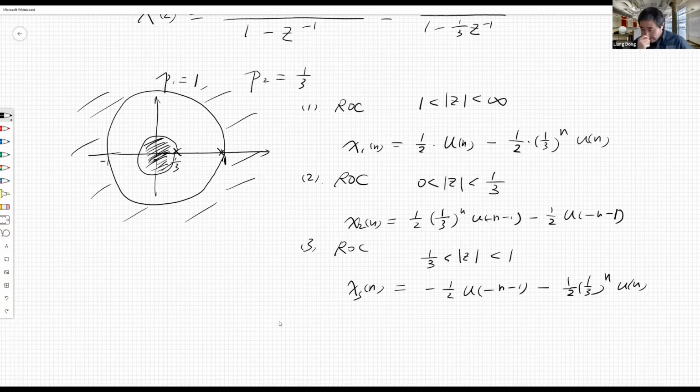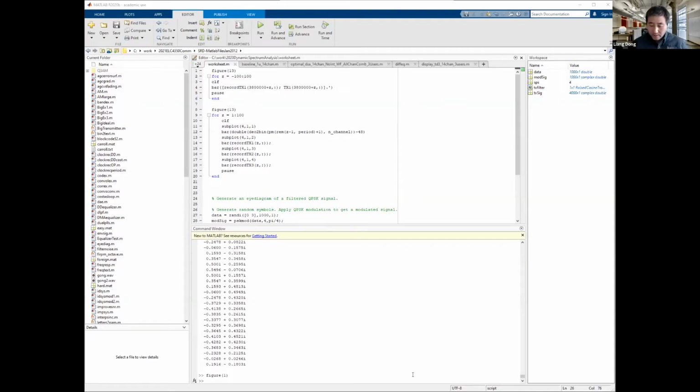Okay, so let me use a Matlab example to check the answer. What I want to do is use Matlab to check with the Z transform, showing the Z-plane, showing the zeros and the poles, and also showing the spectrum on the unit circle, what we're going to see in the frequency domain.